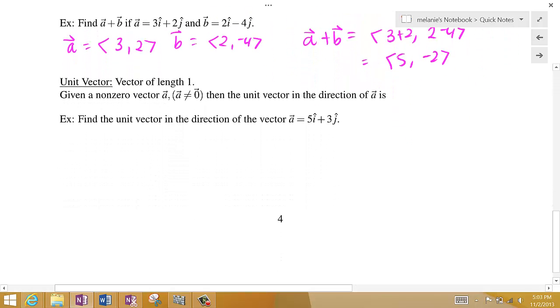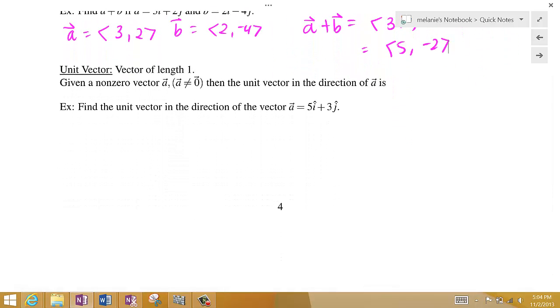Okay, and a unit vector, as we said a few minutes ago, is a vector of length 1. So if I'm given a non-zero vector A, when I say non-zero, it's not equal to the 0 vector, then the unit vector in the direction of A is A with a little hat. Again, that's a notation for unit vector. That equals vector A divided by the magnitude of vector A. So if we have a unit vector in the same direction as A, we need the A there to tell us the direction. We are dividing by the magnitude because we want the magnitude to be 1.